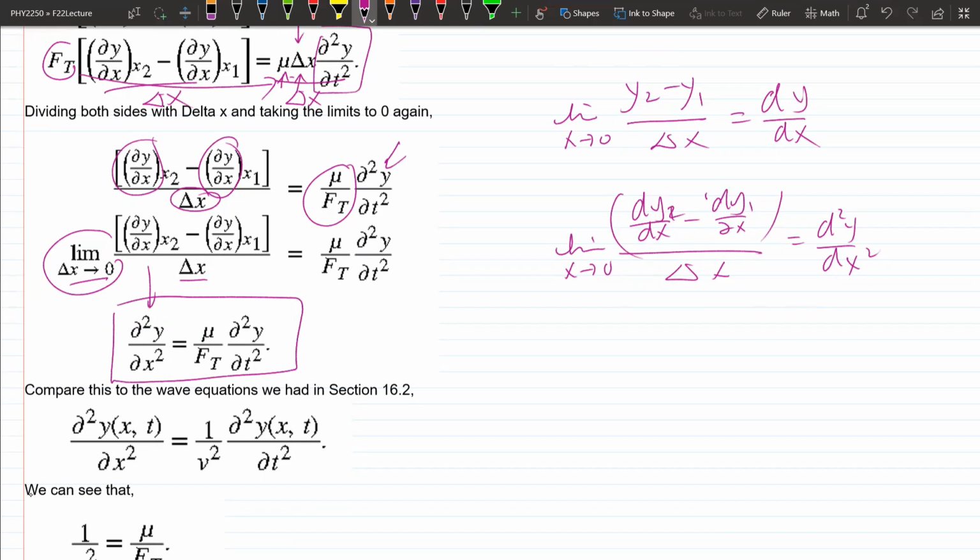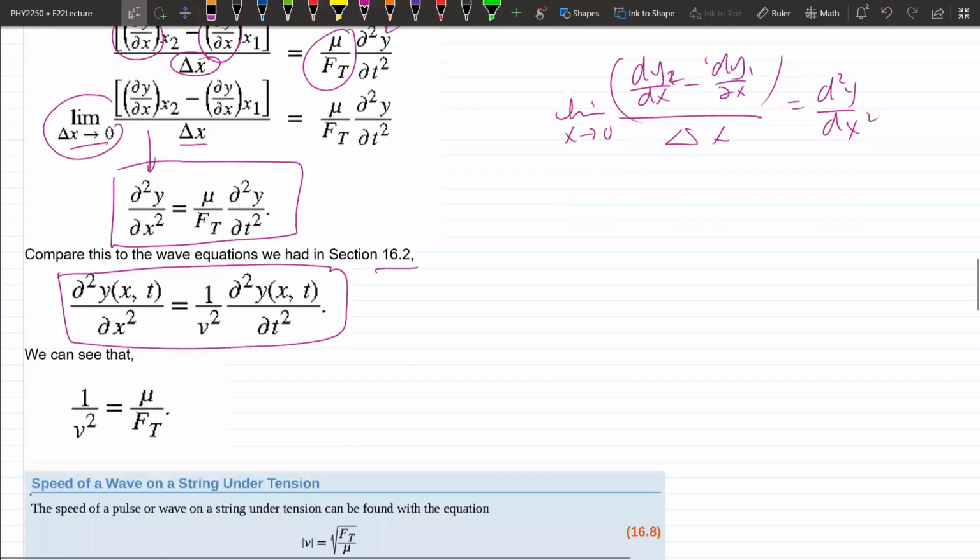So what we're going to do is go back to section 16.2 and compare it to the wave equation that we found in section 16.2. All you have to do is think about it: you have a second derivative on the left here, and a second derivative on the right here with time and x. The stuff in the middle has to correspond to each other, so mu over F_T has to be 1 over v squared, right?